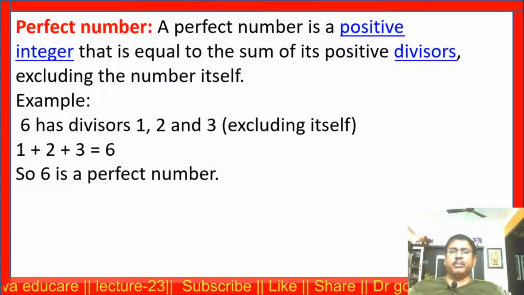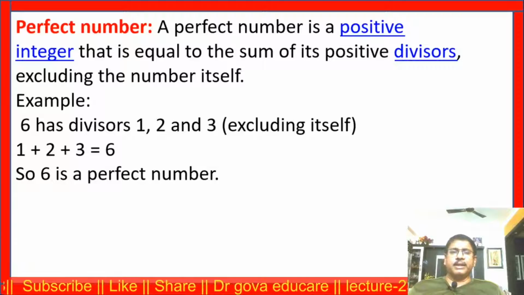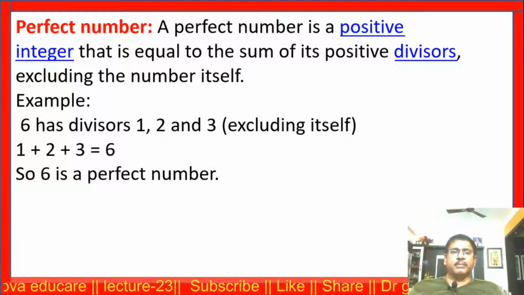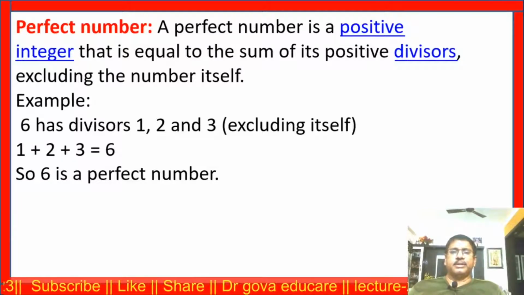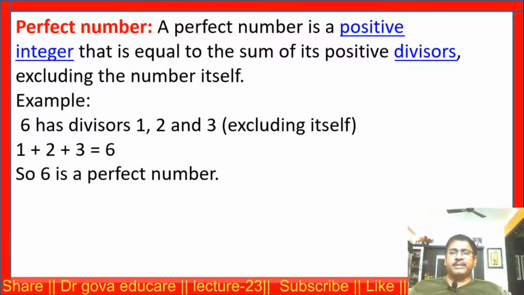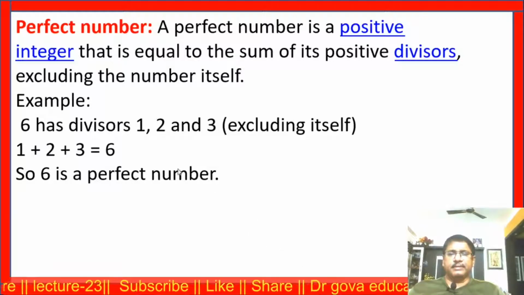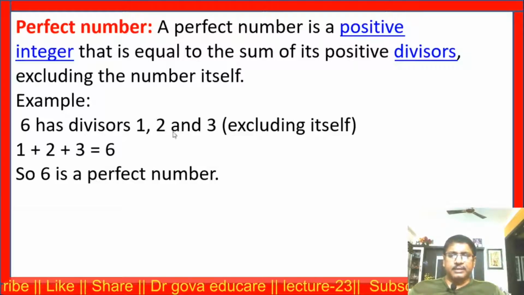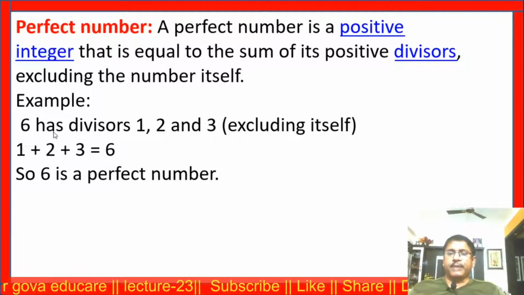Now, first program, perfect number. The definition of the perfect number is, a perfect number is a positive integer that is equal to the sum of its divisors, excluding the number itself. Such type of numbers are called perfect numbers. Say for example, 6 is a perfect number, that is 6 has factors 1, 2 and 3. Adding these 3 factors we get 6, that is 6 is a perfect number.